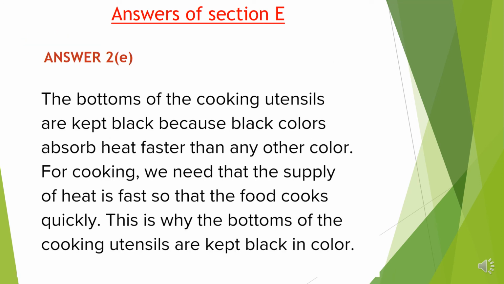Next, question 2E is, the bottom of cooking utensils are often kept black. Why? The bottom of the cooking utensils are kept black, as we know that black color absorbs heat faster than any other color, and for cooking we need the supply of heat to be fast so that we can cook our food quickly. That is why the bottoms of the cooking utensils are kept black in color.